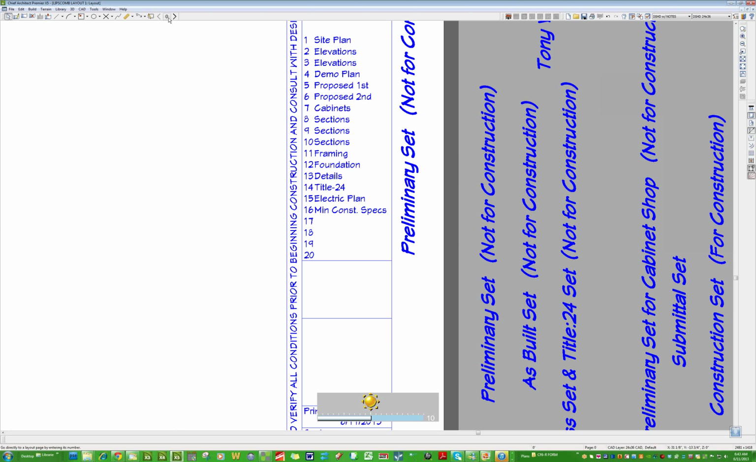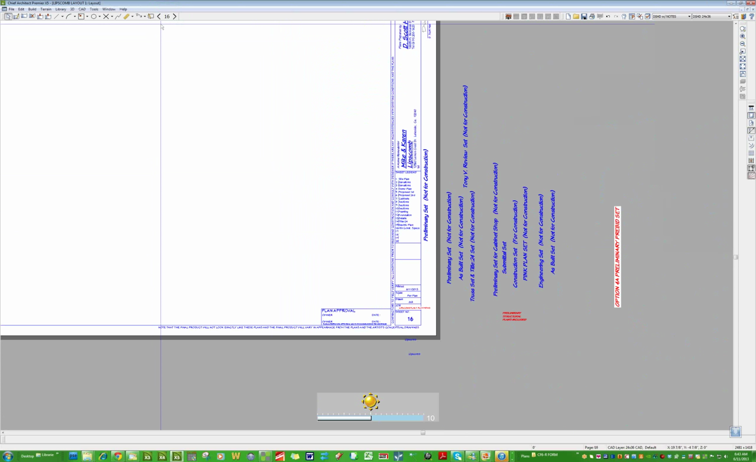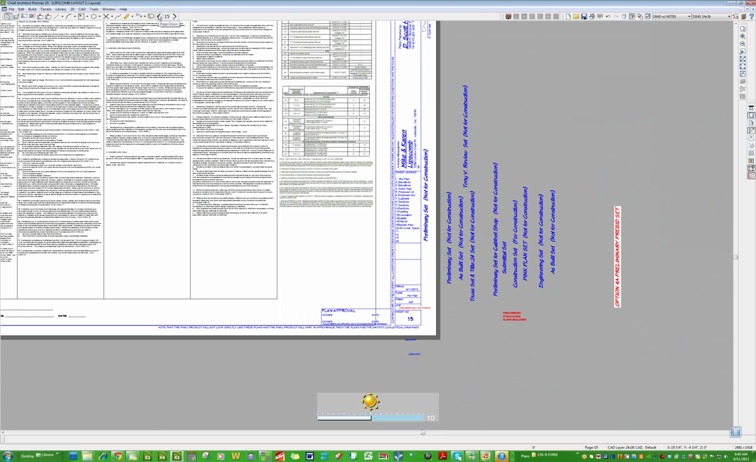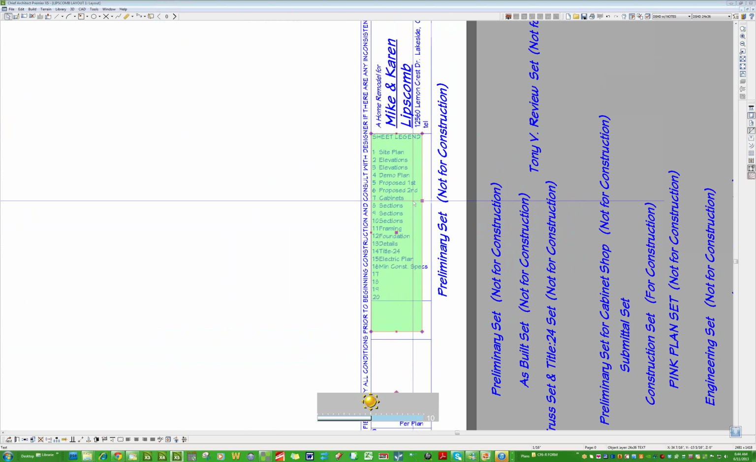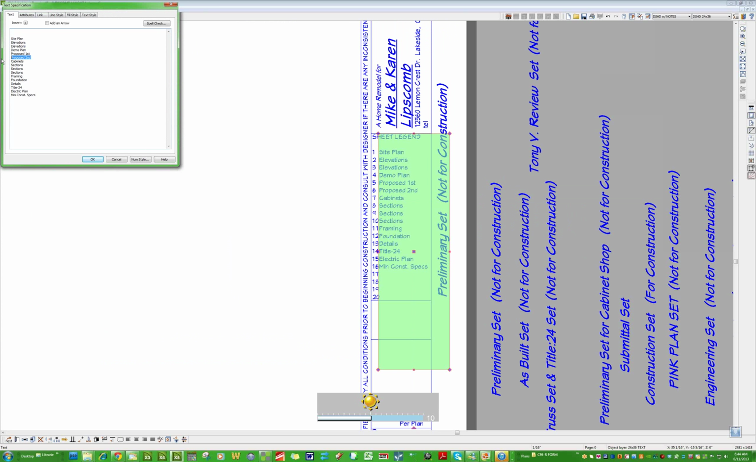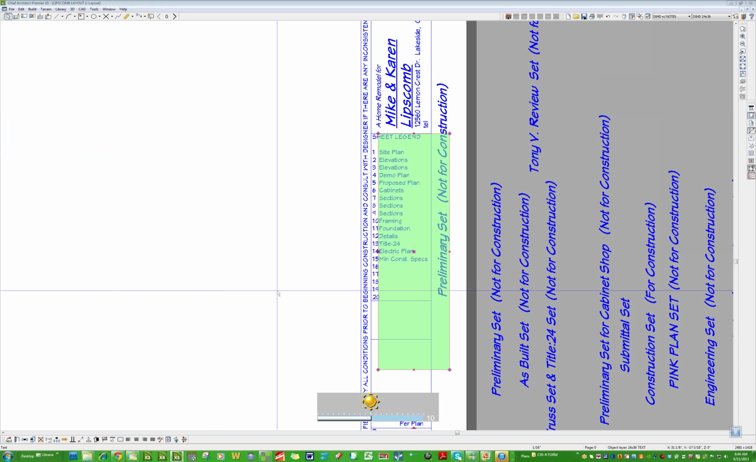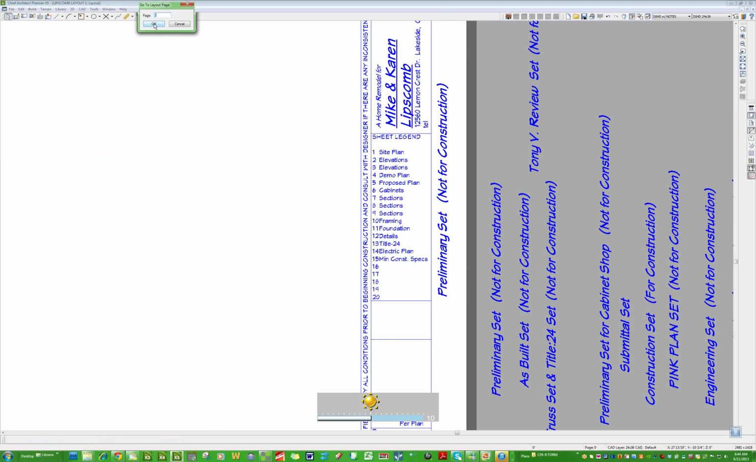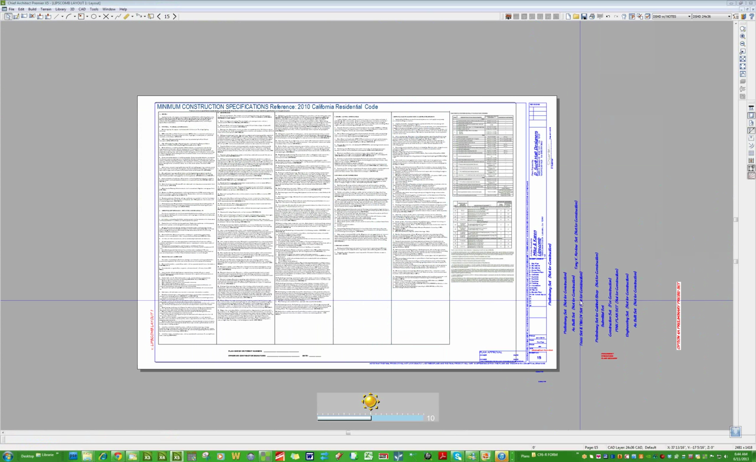Oh, I think 16 is where my boilerplate notes are. Wrong. Wrong again, good buddy. Which one did I get rid of? Demo? Oh, proposed first, proposed second. That's why I didn't. I didn't get rid of this tab. Wait. U. Delete, proposed plan. Demo plan, proposed plan, cabinet, sections, framing, foundation, yeah. And so sheet number 15 should be my boilerplate notes. And they are. There they are.